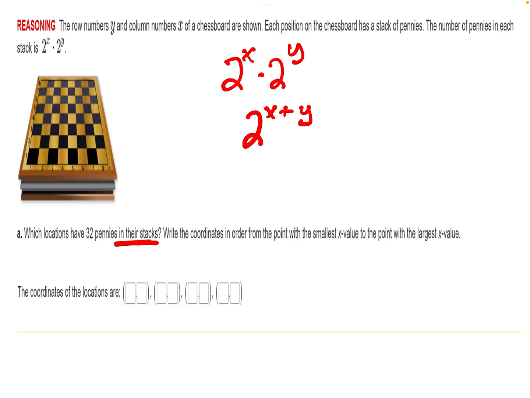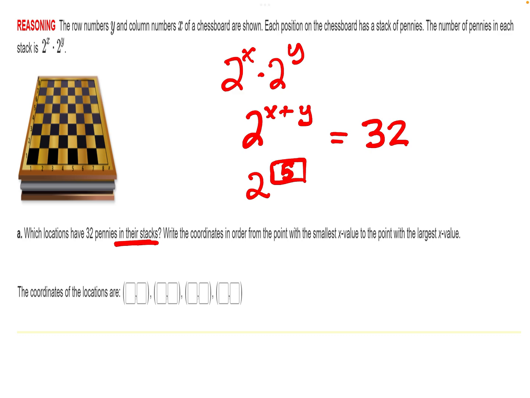And then you're going to say, okay, what does x plus y need to be to give me 32? So this has you understanding the powers of 2. 2 to the second is 4, and 2 to the third is 8. So the question is, what numbers get me 2 to a power of 32? Hopefully you were able to figure out that you need this number to be a 5, because 2 to the fifth is 32.